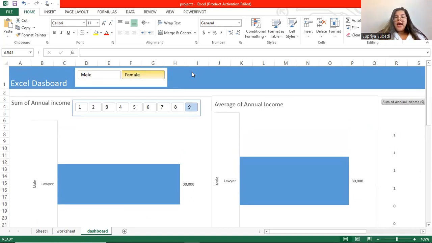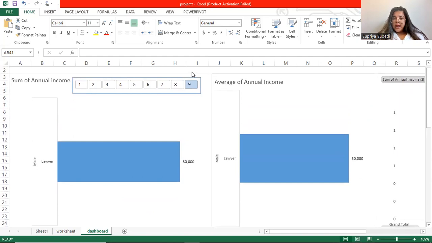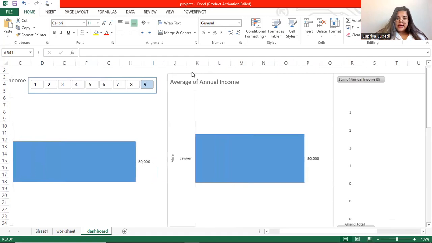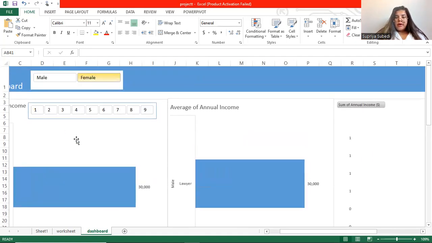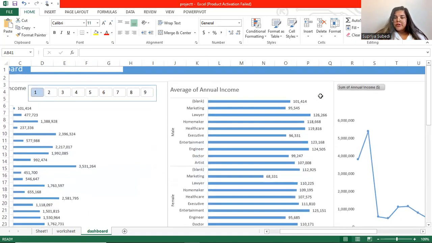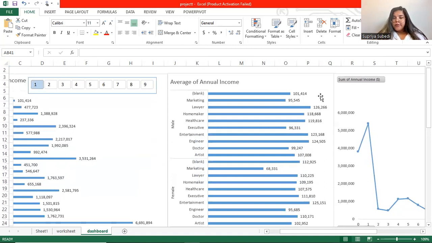there is no female, only the males are working. And for the male, there is just one professional, which is lawyer, which has the annual expenditure of 30,000. By comparing the average of annual income for both male and female, here we can see the maximum average income for male is a lawyer, and similarly for female it's entertainment.